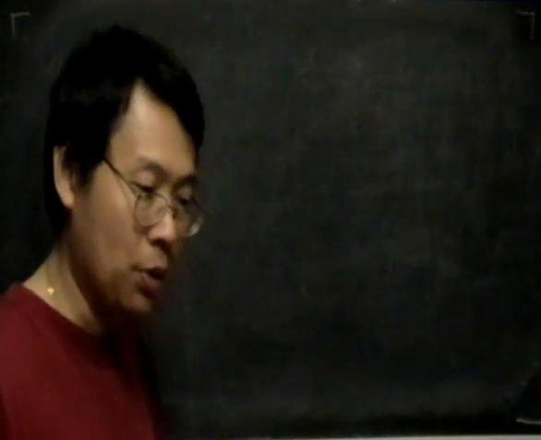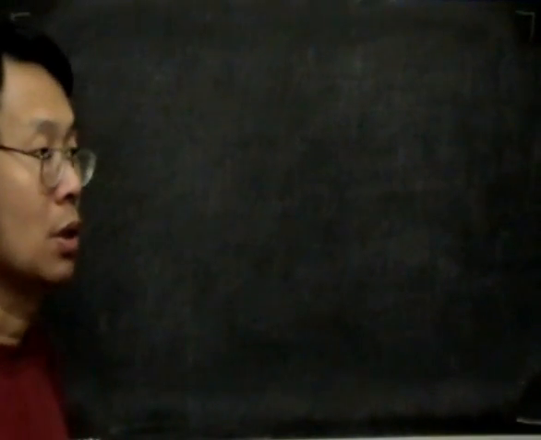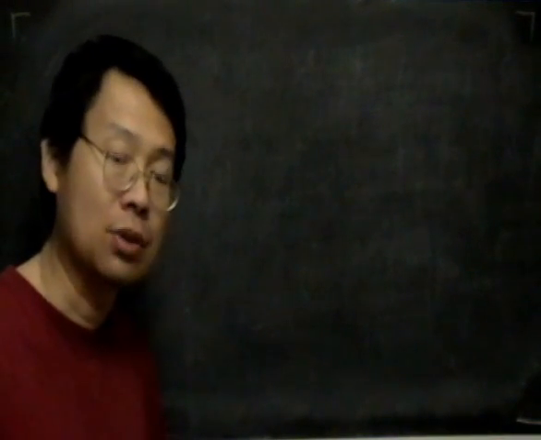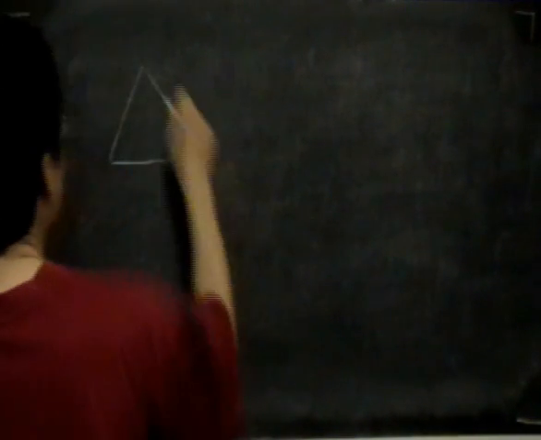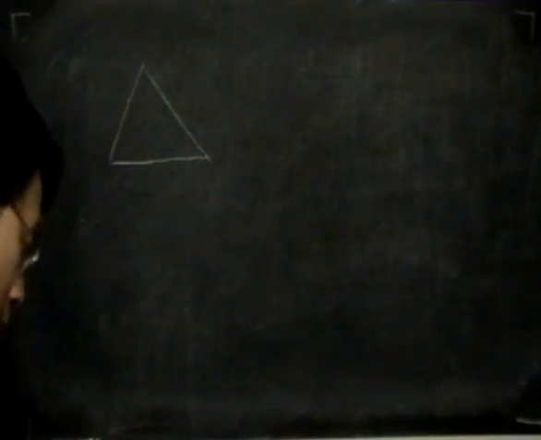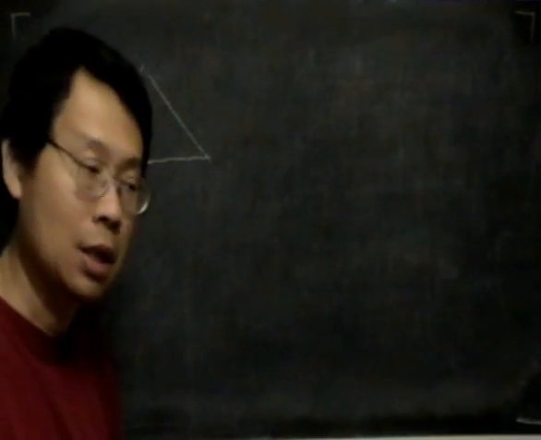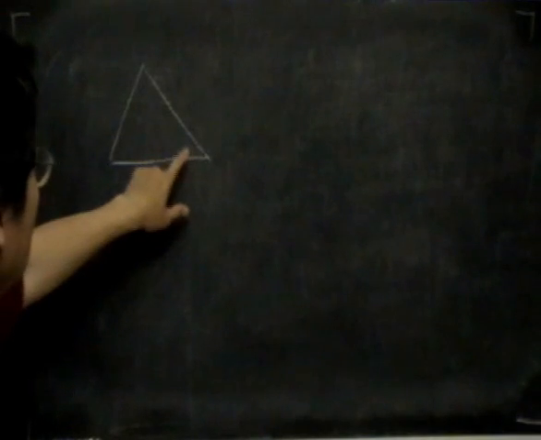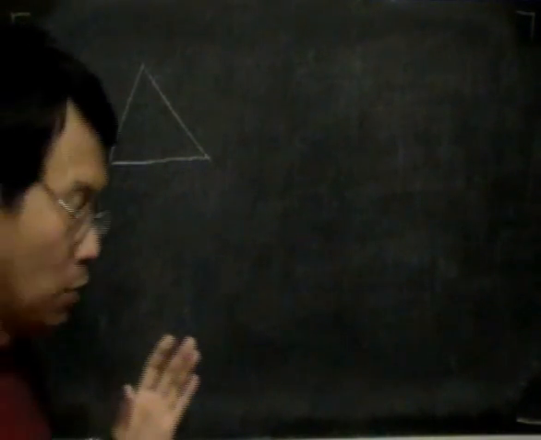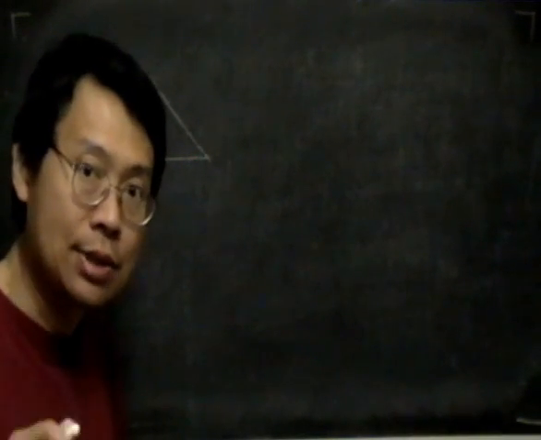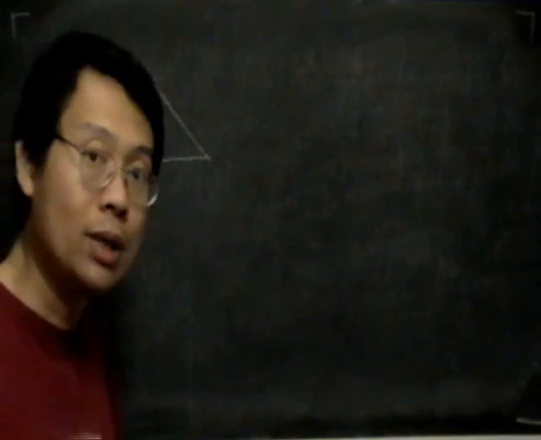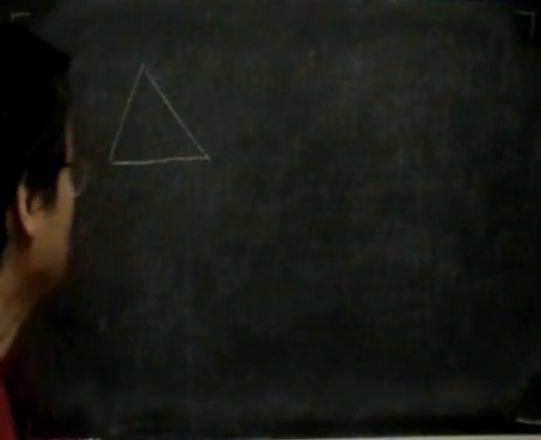Next, we'll look at some properties of the angles of a triangle. Let's look at the first property. So the first and most important property for the angles in a triangle is that when you add up all three angles, the answer is always 180 degrees.